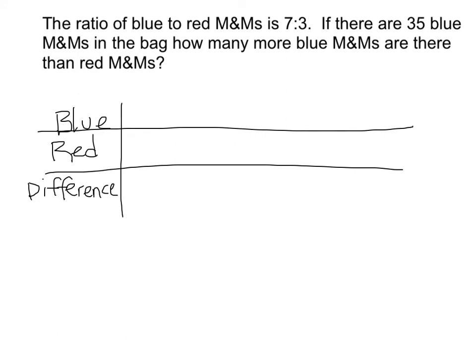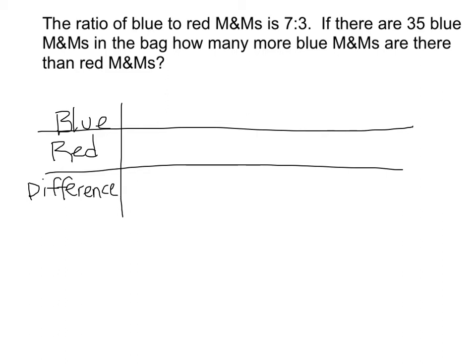Alright guys, so I'm going to show you one more problem that you might get. It says the ratio of blue to red M&Ms is 7 to 3. If there are 35 blue M&Ms in the bag, how many more blue M&Ms are there than red M&Ms? So this one I don't expect you to be able to solve with a proportion, but I do expect you to be able to solve it with a table.